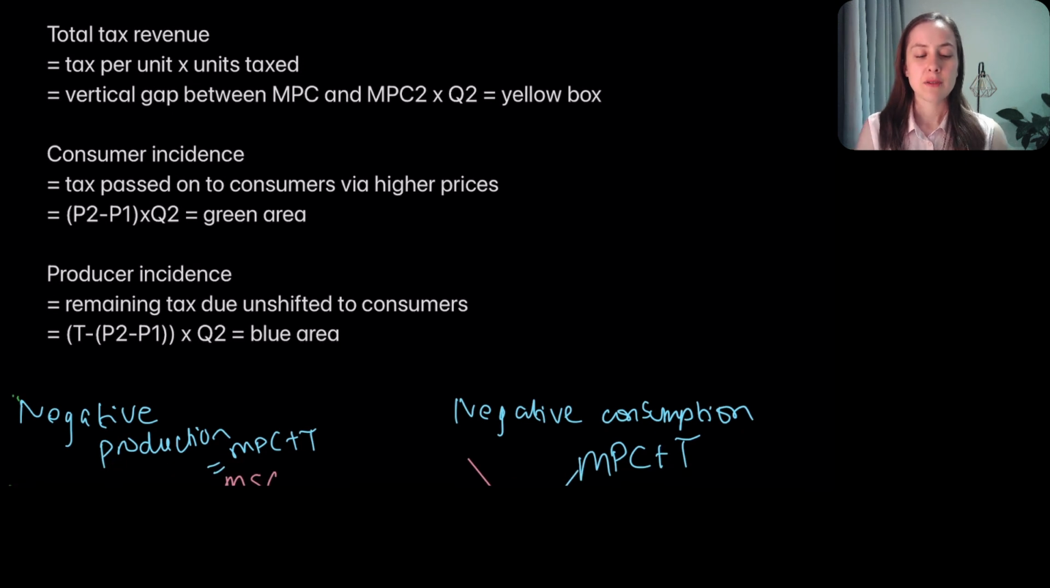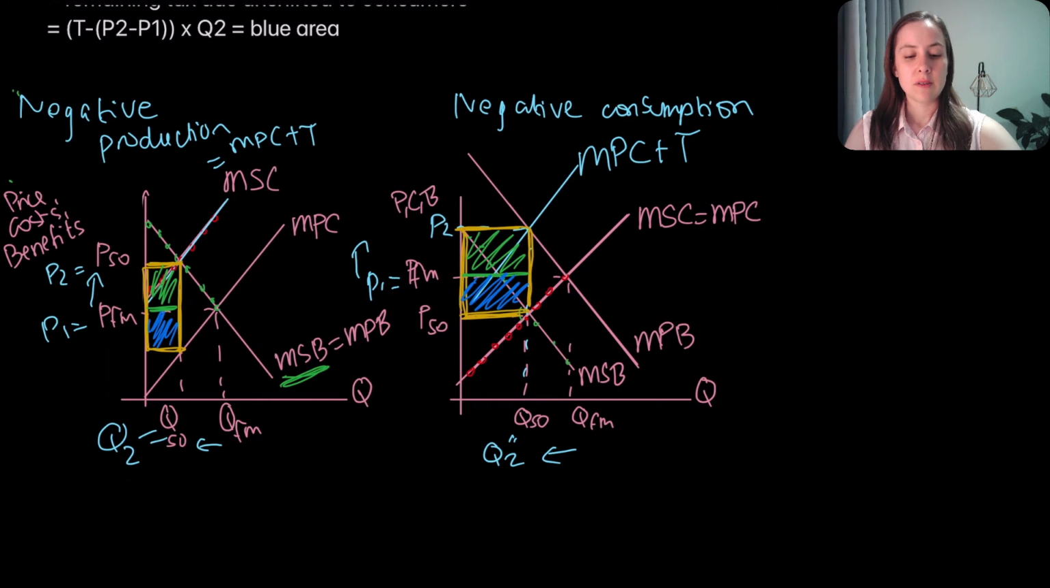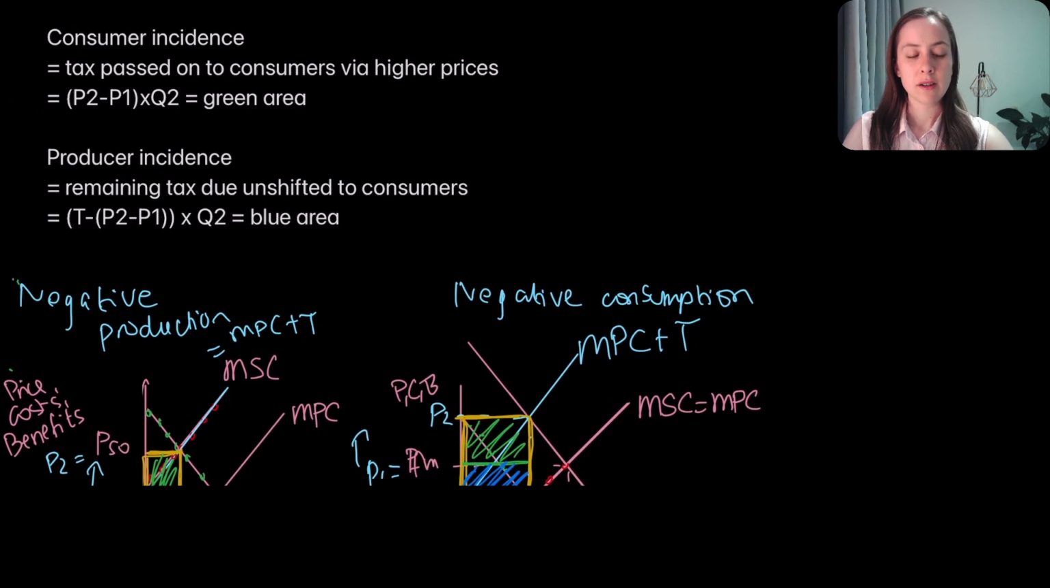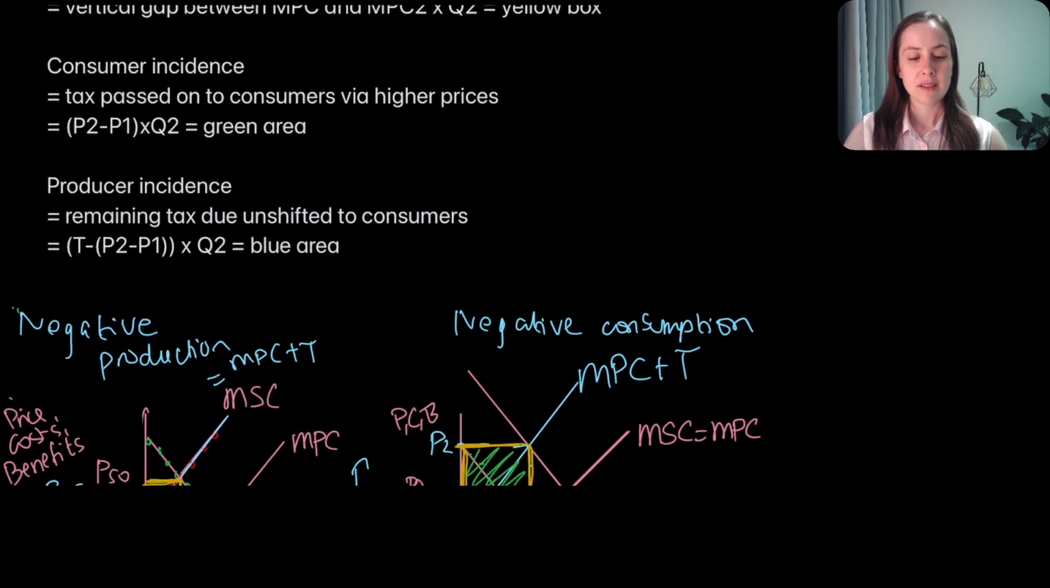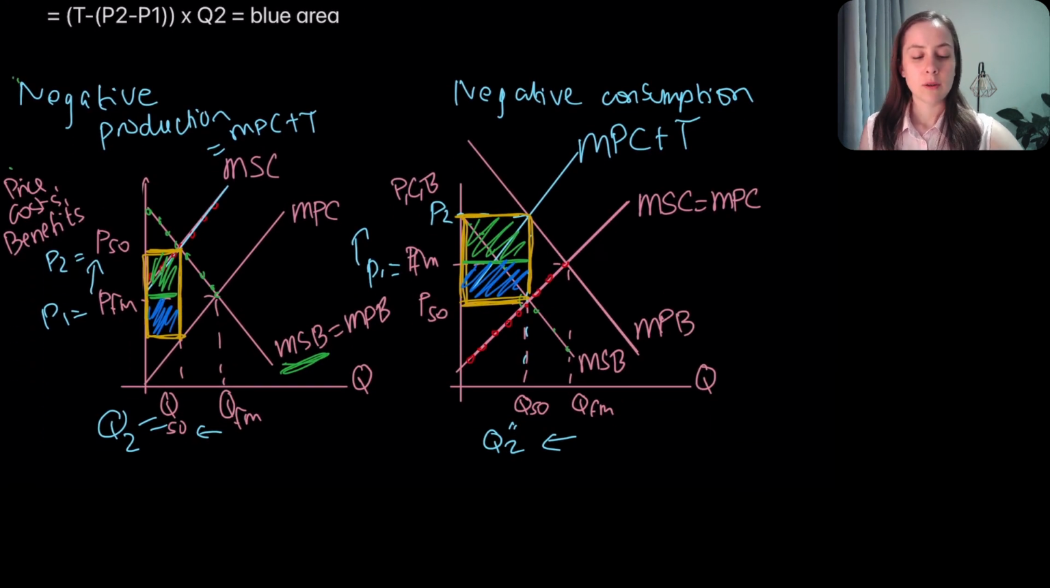To work out tax revenue, it's tax per unit times the units taxed. That's going to be this yellow box. The tax per unit is the gap between your MSC and your MPC, and the quantity taxed is the new quantity sold, which is Q2. The consumer incidence, we can work it out as the increase in the price times the units sold, which is going to be P2 minus P1 times Q2, so that's going to give you this green area.